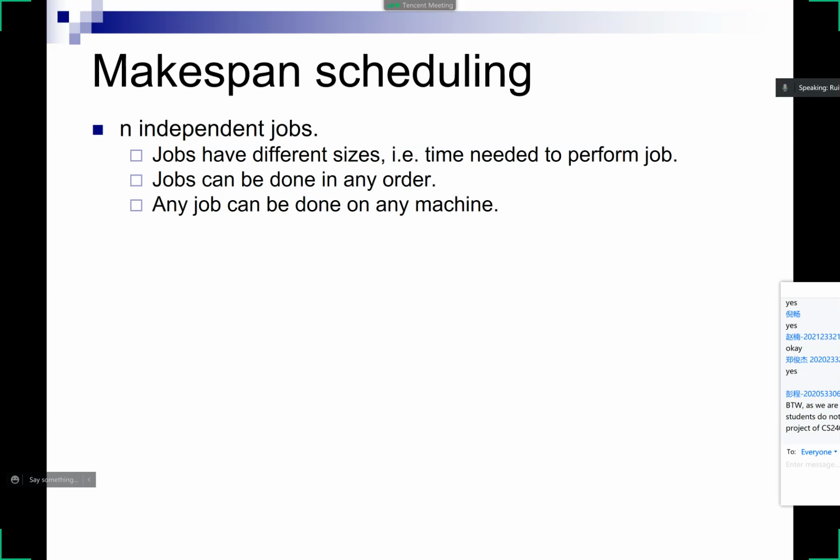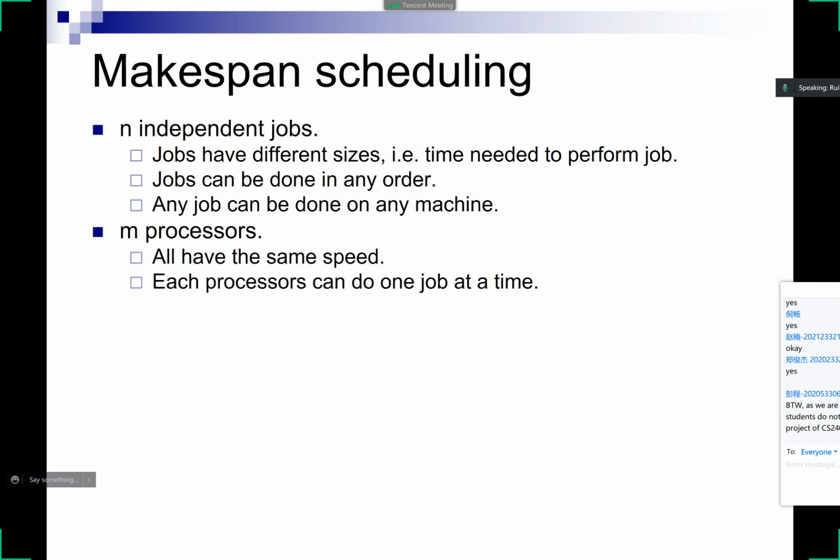Also, we assume that you have m processors. Again, we're going to assume a very simple model where all of the processors have the same speed. Furthermore, each processor can only do one job at a time.